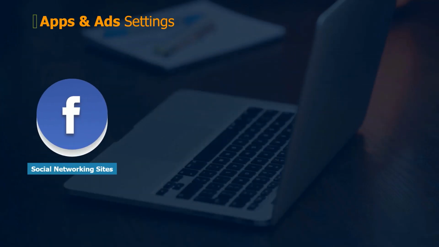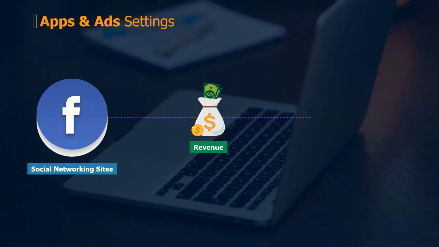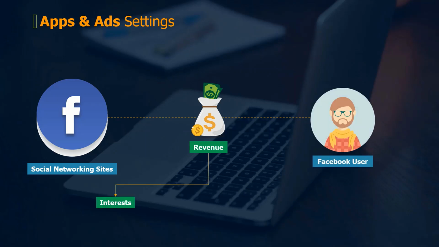Social networking sites generate revenue through the advertisements they display on the sites. In Facebook, the advertisements are displayed according to the user's interests, information, likes and habits. Users can customize the visibility of social actions paired with advertisements.